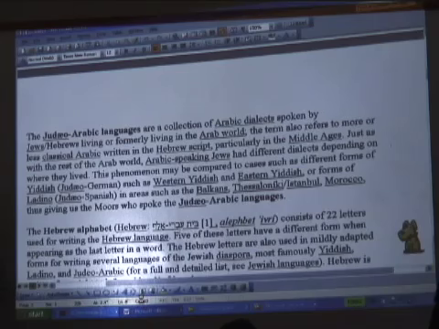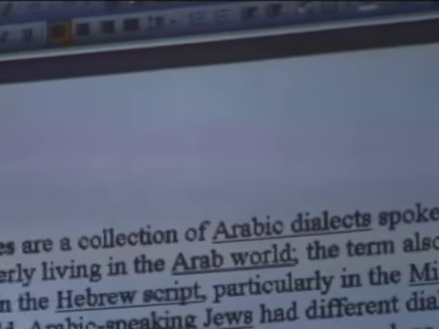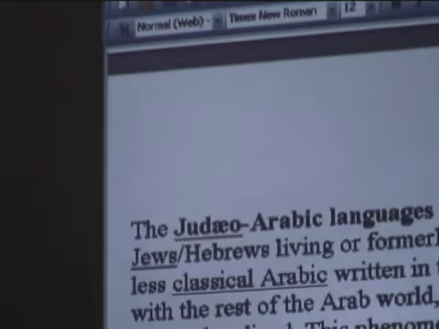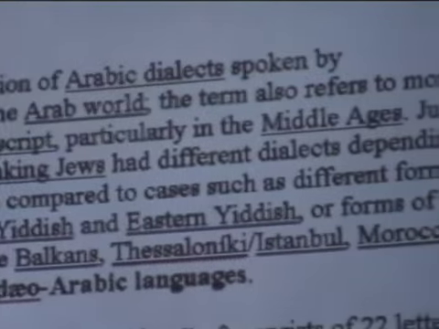What happened is that in the Judean Arabic language, there was a connection to the dialects, okay? And in this Judean Arabic language, people began to look at things from a different angle.